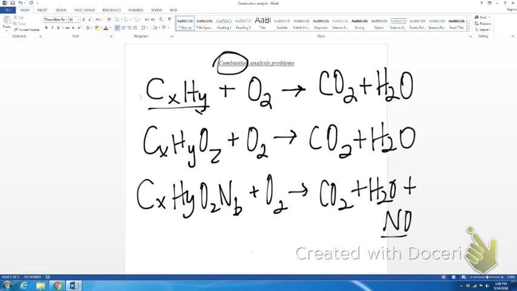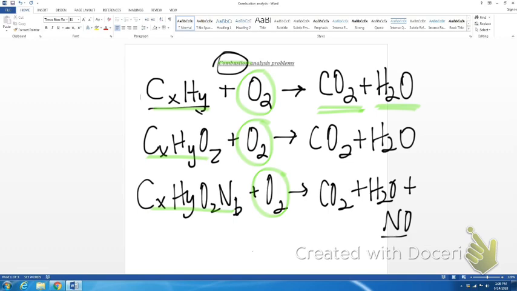So the main thing to take away from this is when you're doing a combustion analysis, the other reactant is always going to be oxygen gas with some hydrocarbon compound. And if it just has C's and H's, or C's, H's, and O's, your products are always going to be carbon dioxide and water.